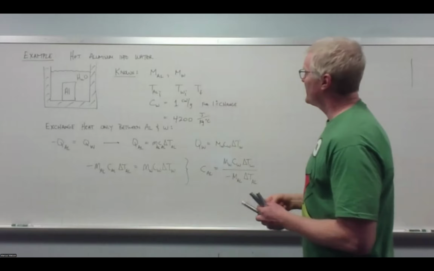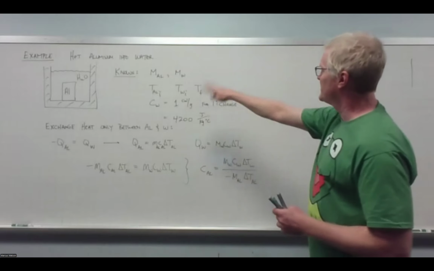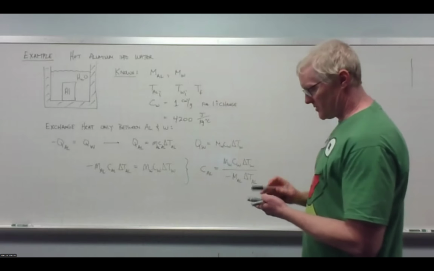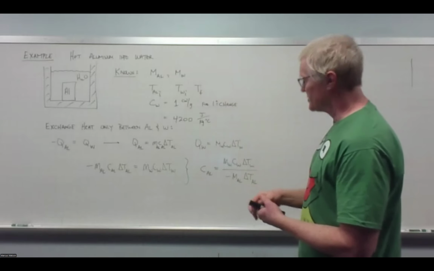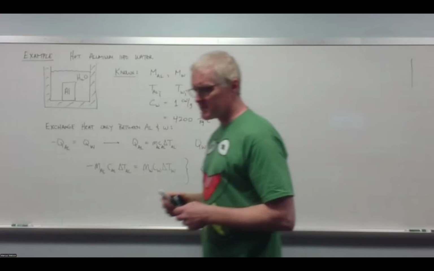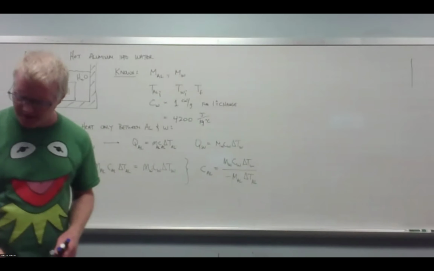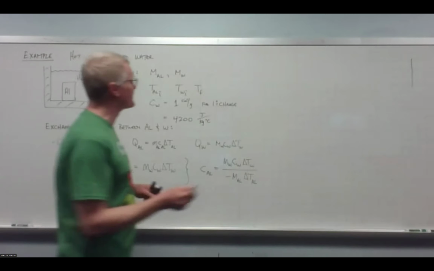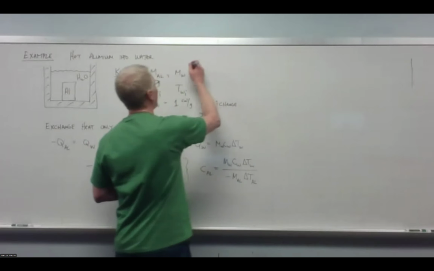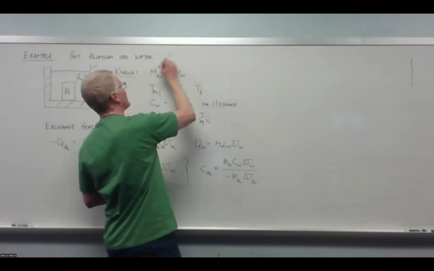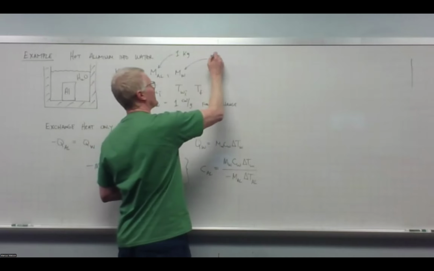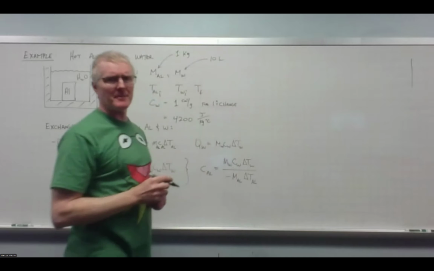Now, if I had measured these numbers, I could put in numbers for this. And it turns out that I went ahead and picked a few numbers to do this. So let's do that. I have a kilogram of aluminum and 10 liters of water. Oh, but that's not the mass of water.